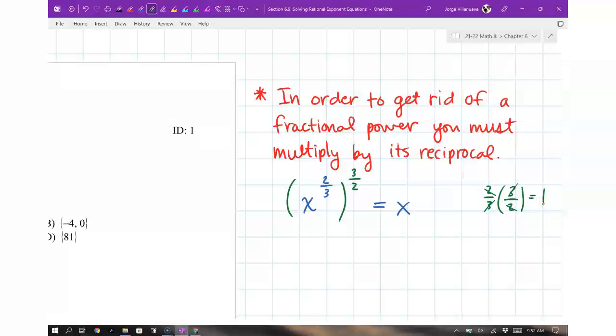Now you're going to raise it to that reciprocal power. I know you're saying, but you said multiply. Well, yeah, whenever you raise a power to a power, you multiply, right? So we are multiplying by its reciprocal. Now you're going to do it to both sides of the equation. So always just get whatever the fraction is and flip it. Let me show you what this looks like.